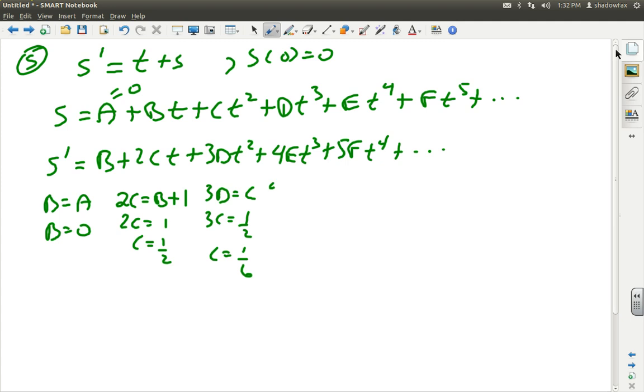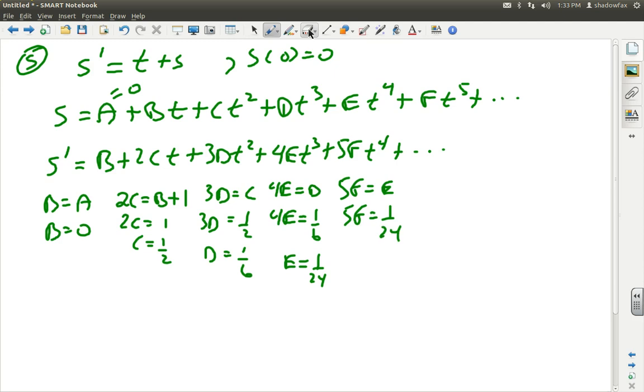All right, then 4e equals d, but d, whoops, what happened there? Whoa, back up. This is 3d, and this is d, sorry. 3d and d. Now, these are 6, so 4e is 1/6, so e is 1 over 24. So this looks like factorials again in the denominators, huh? And 5f equals e, but e is a 24th, so 5f equals 1/24 makes f equal to 1 over 120.